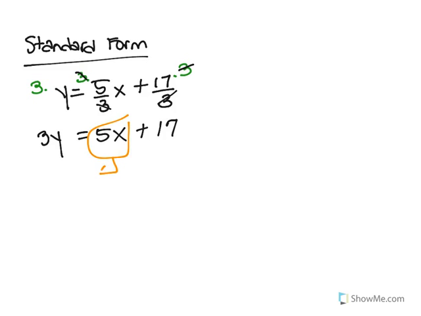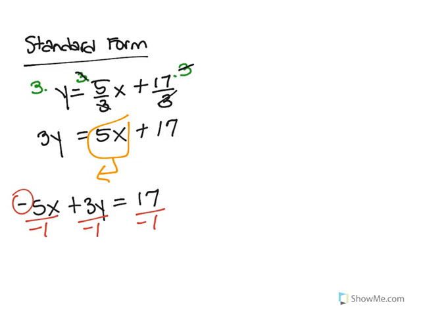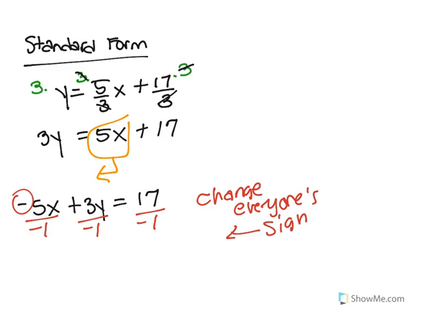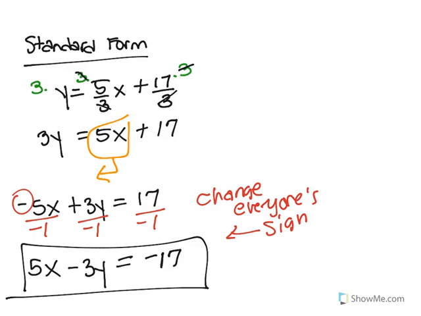Then next, you're going to move 5x over and make it negative. And then you notice, oh, I can't have a negative on my x when I'm in standard form. So you're going to divide by -1, which simply means change everyone's sign. So we got a positive 5x, a negative 3y, and now a negative 17. That would be my same equation in standard form.